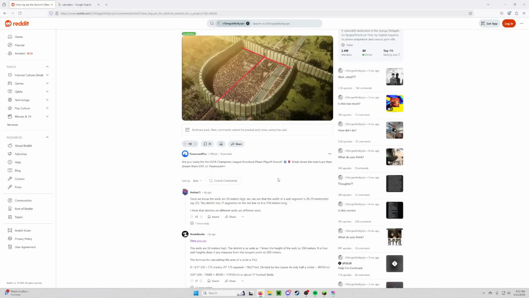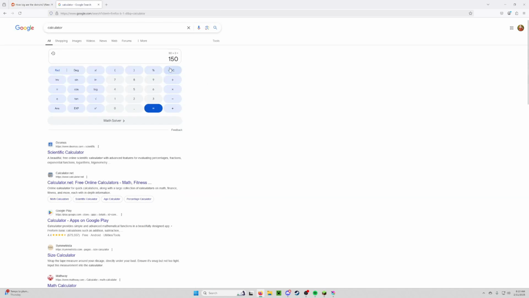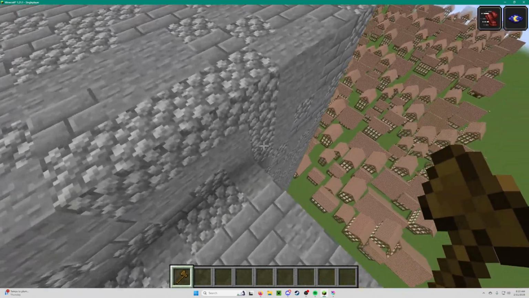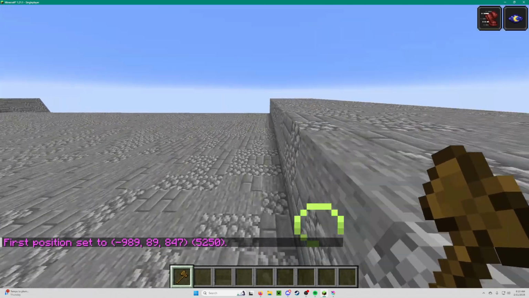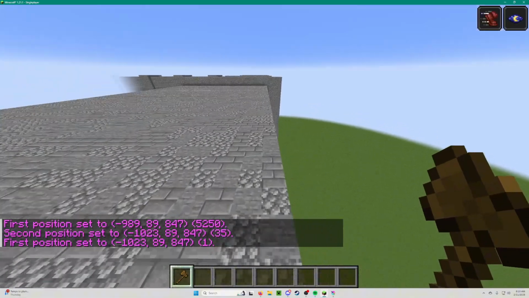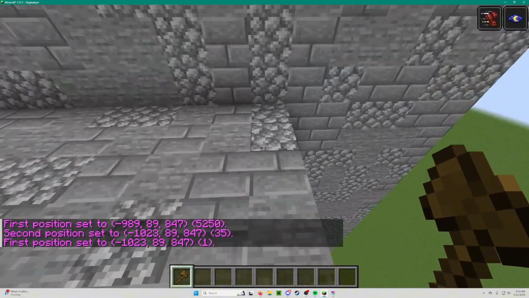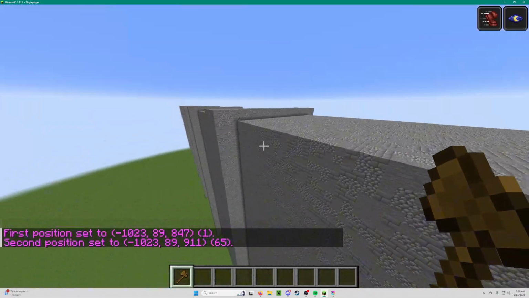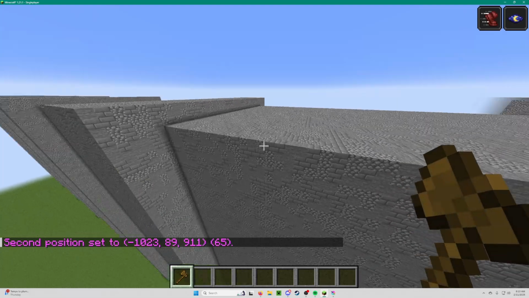So back to Reddit. What I did is I took the 22, the width of a wall segment. I multiplied it by 3 and got 66. I'd recommend an odd number, just because it is easier to find a center. So I rounded down to 65. So that is the width of the wall segment.